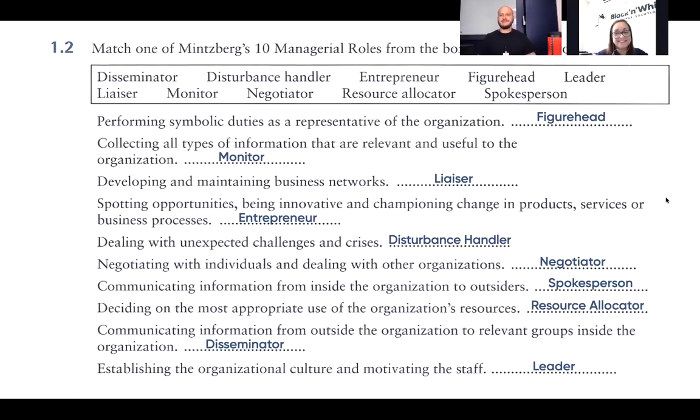How about you, Míriam's classmate? I want to know from you, which roles do you incorporate in your job? Send in the comments, all right? Type it there. Let's continue, Míriam.